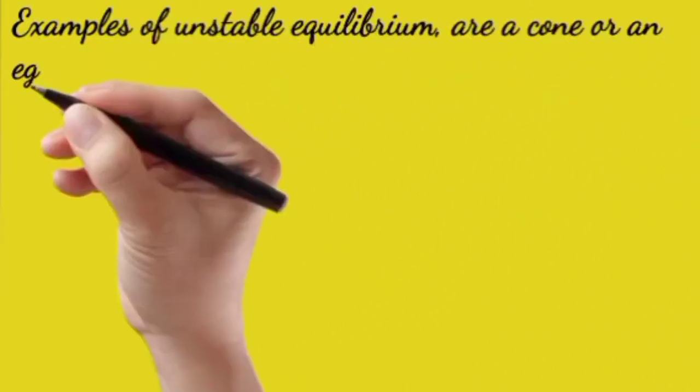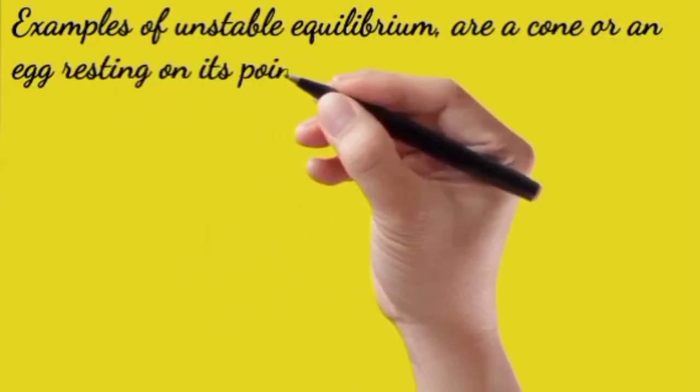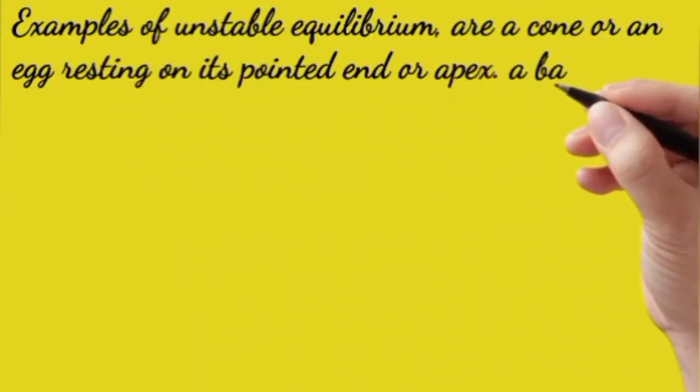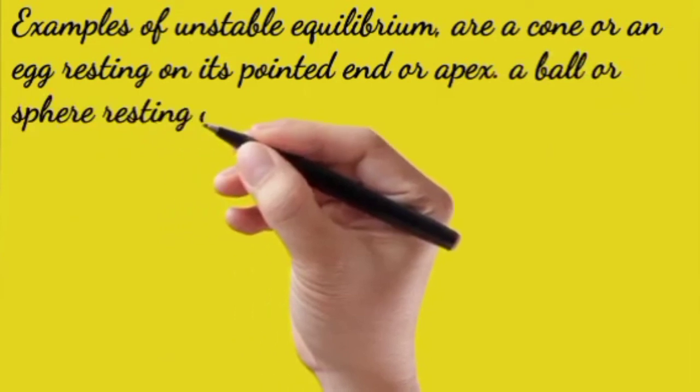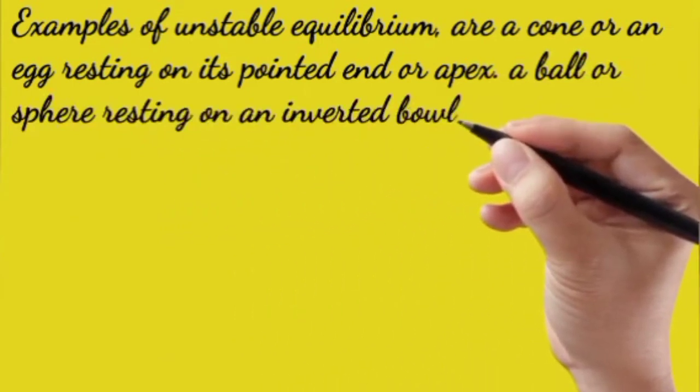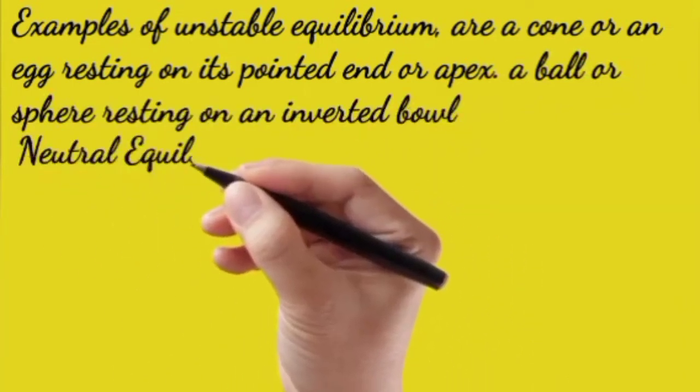Examples of unstable equilibrium: a cone or an egg resting on its pointed end or apex, and a ball or sphere resting on an inverted bowl.